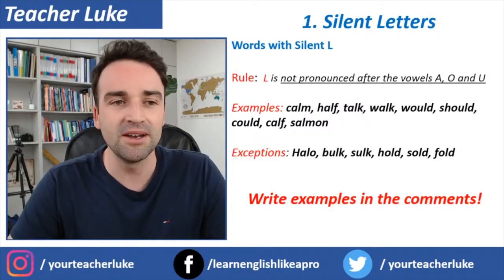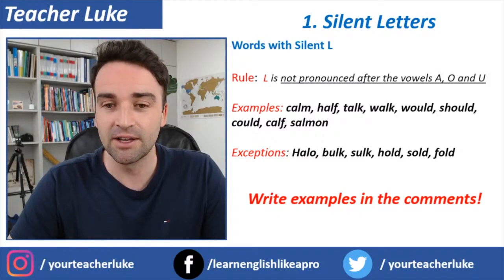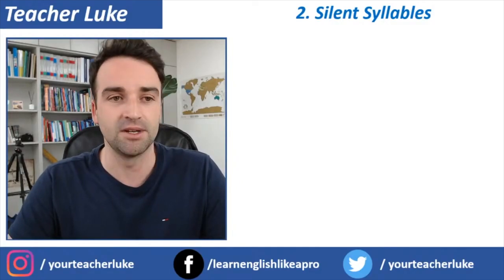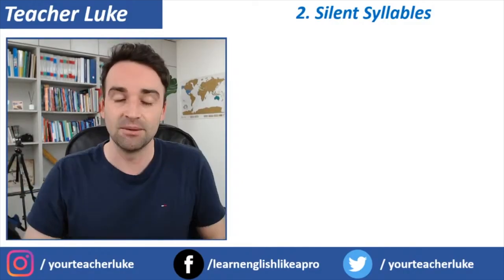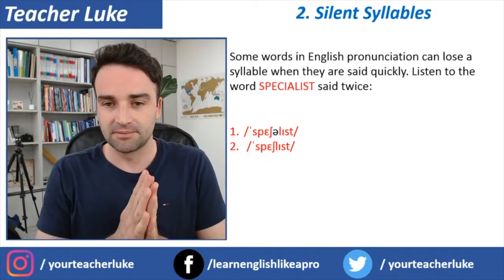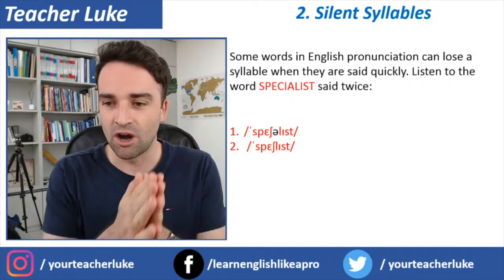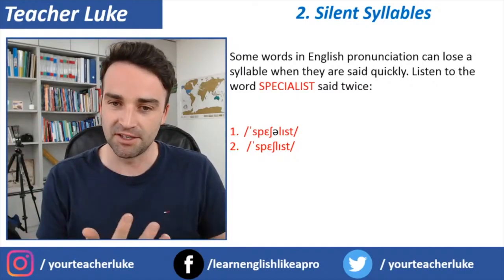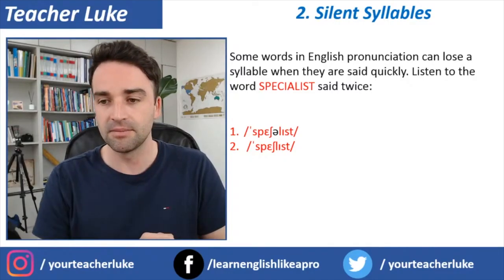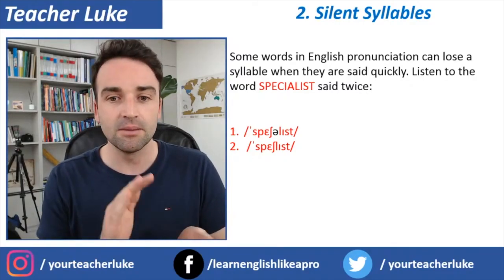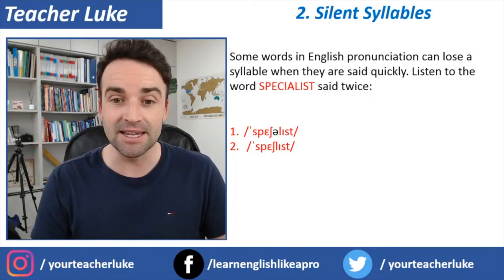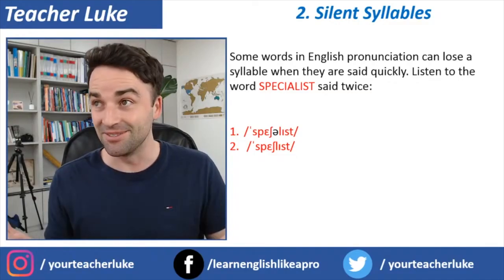Okay, so we've done number one, silent letters. Now let's look at number two, another common reason why students can mispronounce words. And this is because of silent syllables. So firstly, a syllable is one unit of a word. Words are made up of syllables. A word like dog only has one syllable. A word like movie has two syllables. A word like building has two syllables.